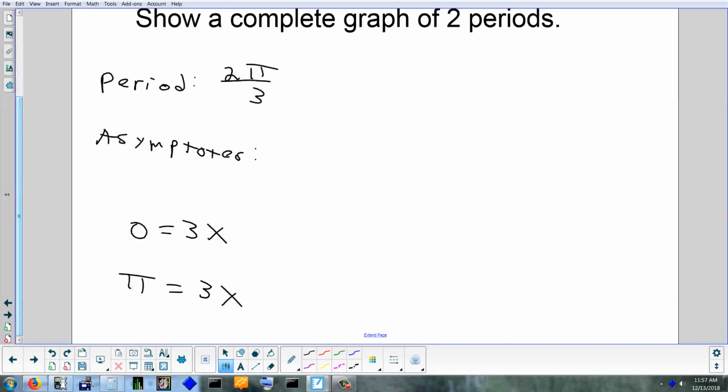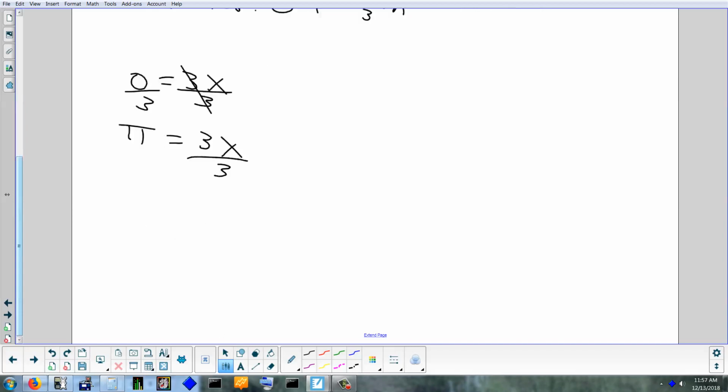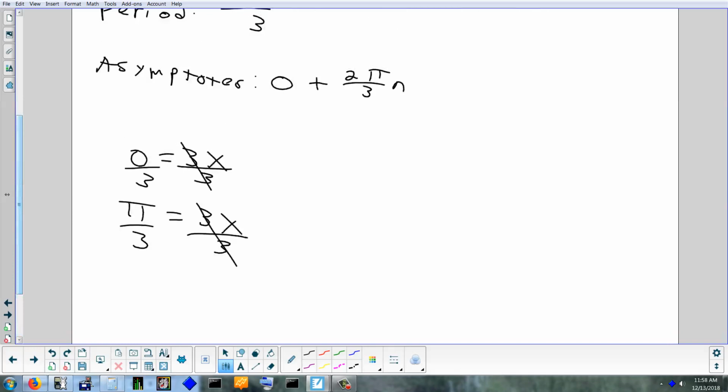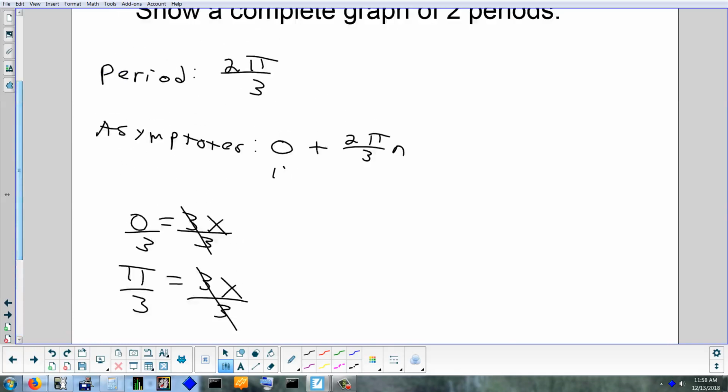If I divide each side by 3, 0 divided by 3 gives me 0. So one of the asymptotes is still at 0, plus the period times n. So technically you could just put 2 pi over 3 n. You don't even need to put 0 plus. Right. Next asymptote, divide by 3. Your other asymptote is now pi over 3.